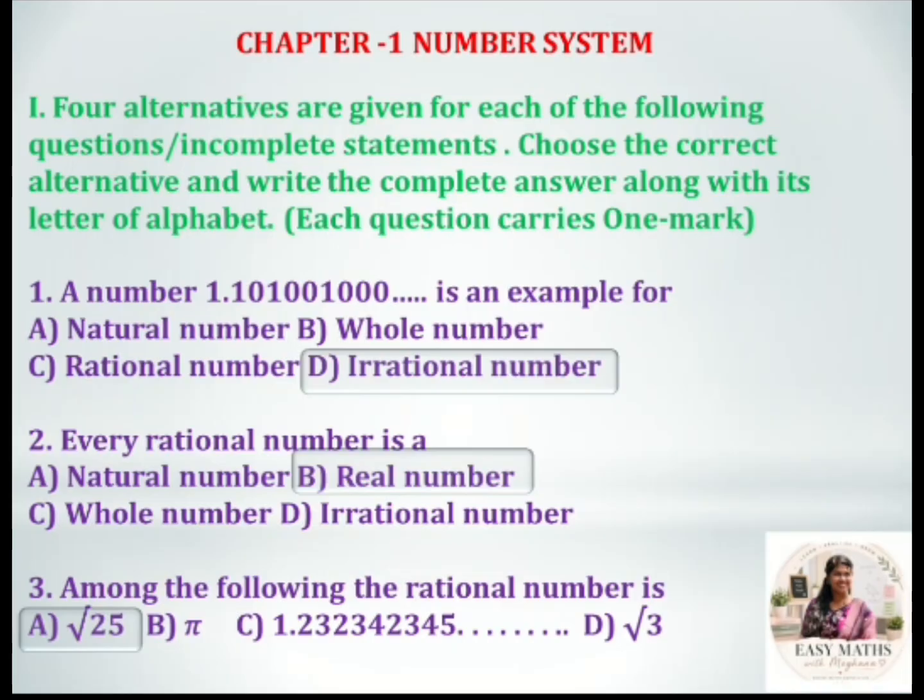Here, root 25 can be written in the form of p by q. That is, root of 25 is nothing but 5. I can write it in the form of a rational number, that is 5 by 1, that is equal to p by q.